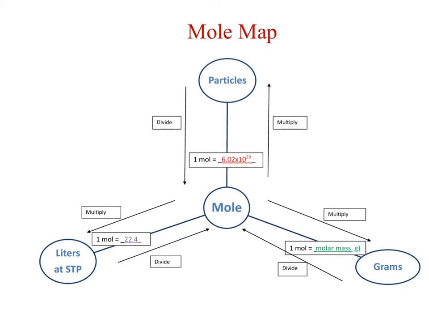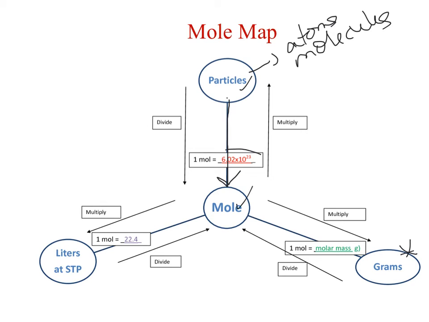Let me just give you a couple of examples. Remember that particles can be atoms or molecules. Anything that you can count is a particle. Let's say that you're given the number of atoms, and you're asked to determine how many grams that number of atoms is. This mole map tells you, you follow the yellow brick road, that the first thing you need to do is convert from particles to moles using Avogadro's number as a conversion factor, and then in a second calculation convert from moles to grams using the molar mass.